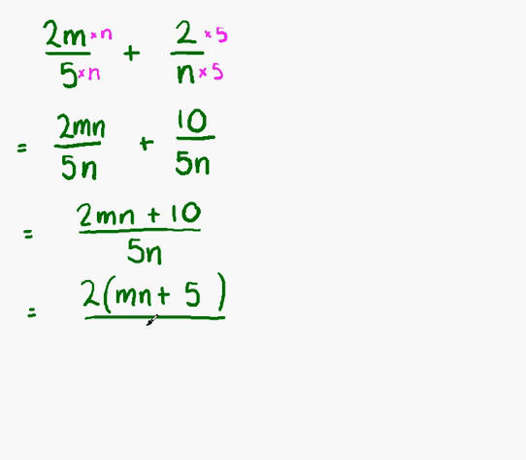Put that over 5n, and on this occasion we haven't got anything that can cancel. We have 2 multiplying on the top and 5n on the bottom. So we can't simplify, so this one is our final answer.